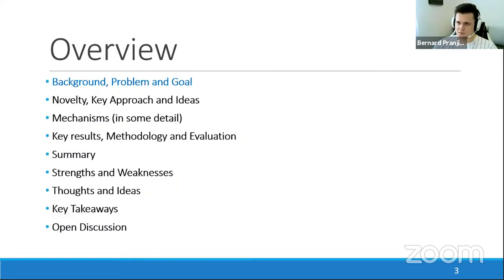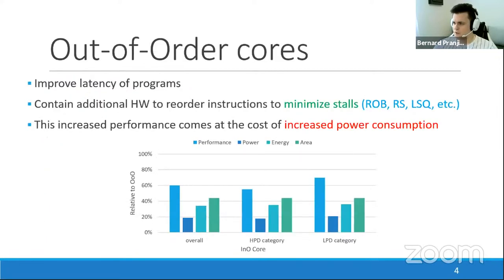So let's look at some background. We heard a lot about out-of-order cores in the last presentation. Out-of-order cores outperform in-order cores because of the additional hardware that they have. But this additional hardware results in higher power consumption. So we can see this is the overall case. An in-order core will achieve about 60% of the performance relative to an out-of-order core, while only using about 20% of its power.